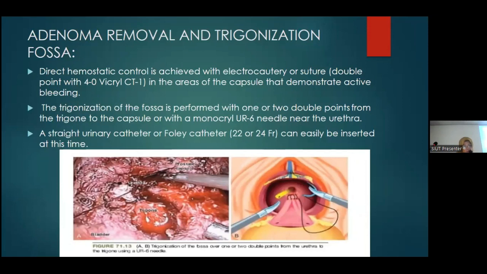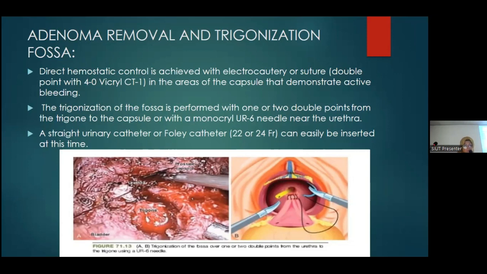After the adenoma removal, the trigonization of the fossa is done. Direct hemostatic control can be achieved with electrocautery or suture, that is Vicryl 4-0, in the area of the capsule that demonstrates active bleeding. The trigonization of the fossa is performed with 1 or 2 double stitches from the trigone to the capsule, or with a Monocryl UR6 needle near the urethra.